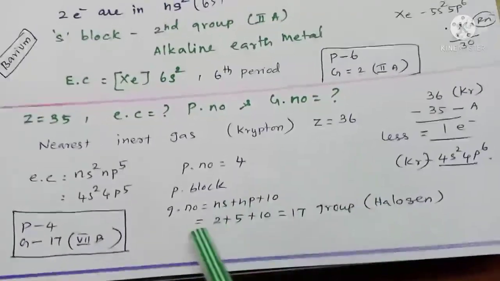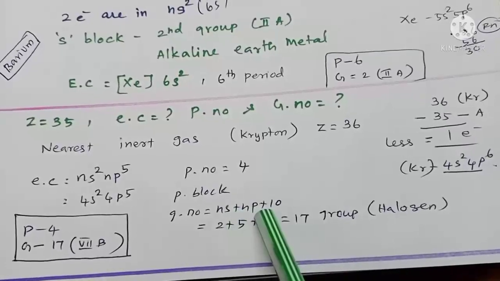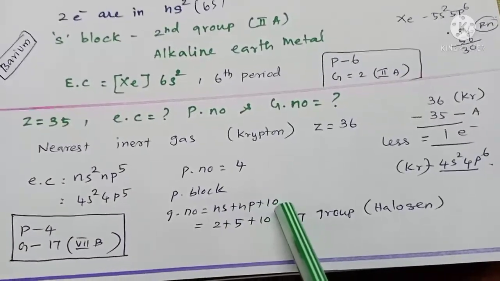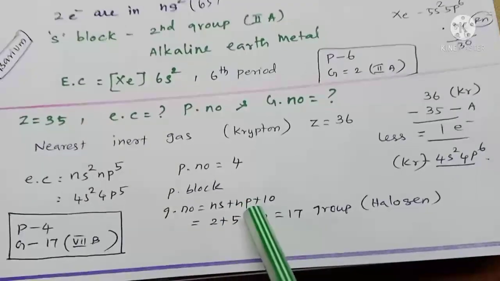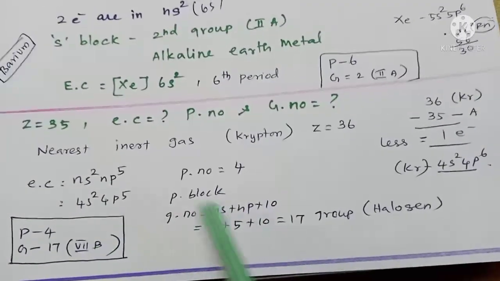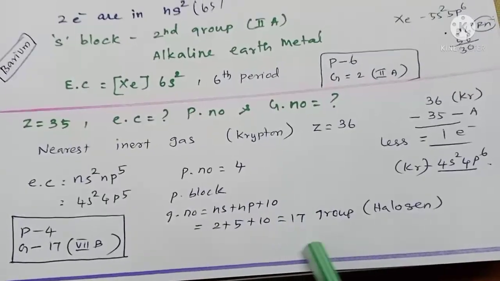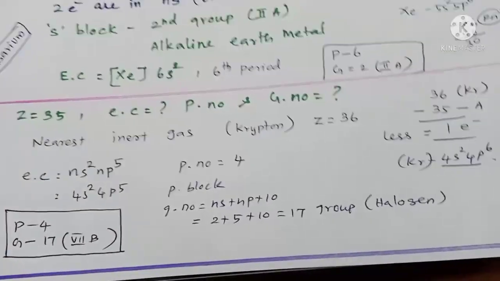No doubt about that. Let us prove that with the formula also. Group number is the sum of the s electrons, p electrons and the number 10. The s electrons are 2, the p electrons are 5, plus 10, so 17. So that element comes under group number 17.